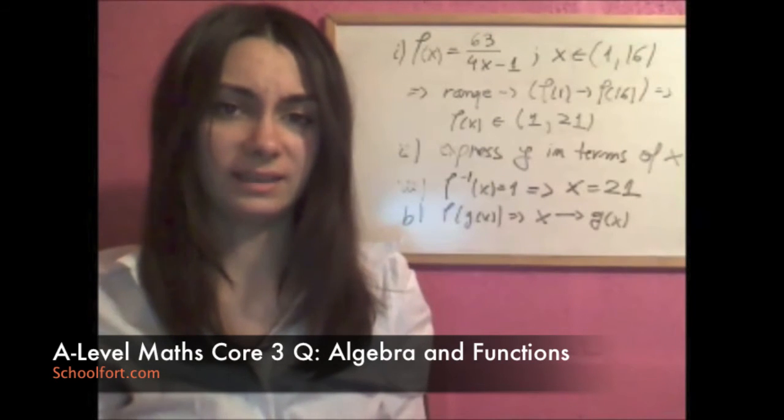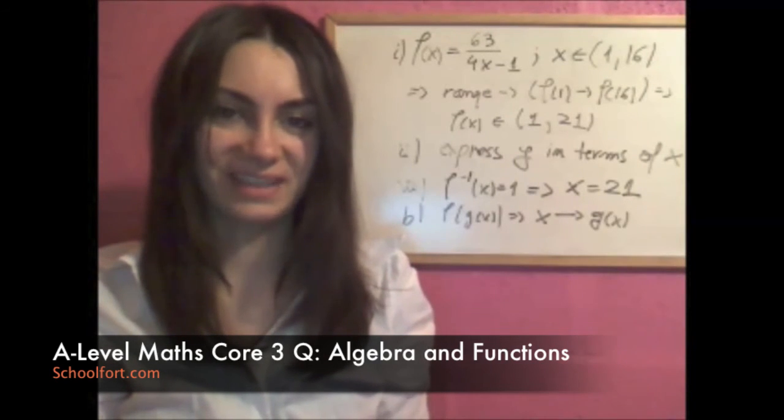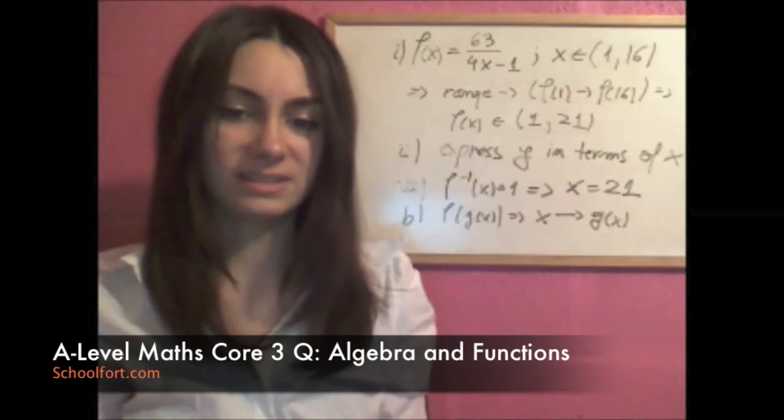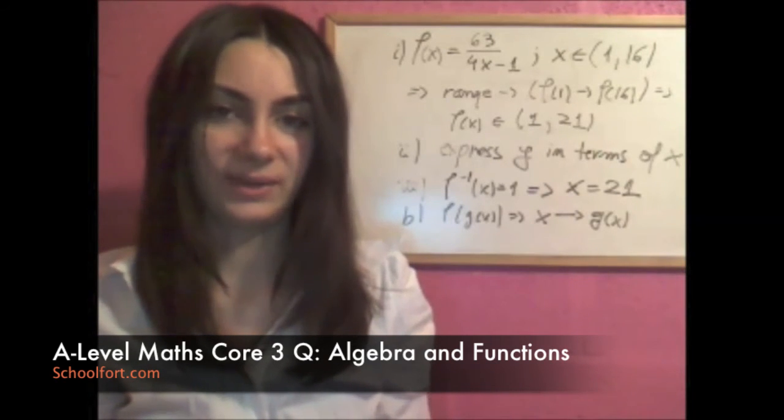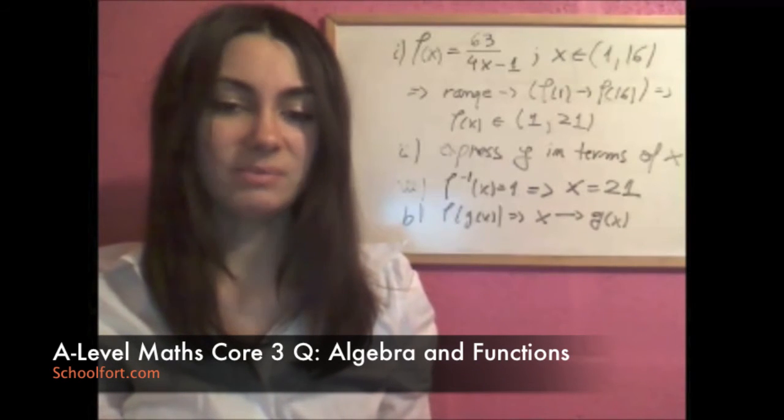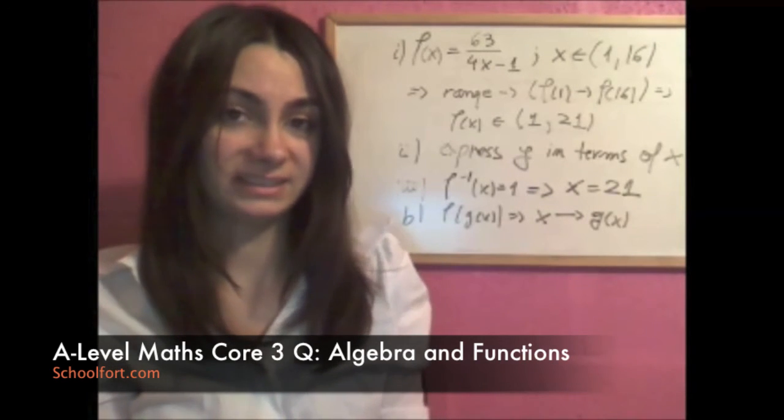And now for part 3, we know that the inverse function of x is 1. So we just equate (63 divided by x plus 1) all divided by 4 with 1. So x gives 21.